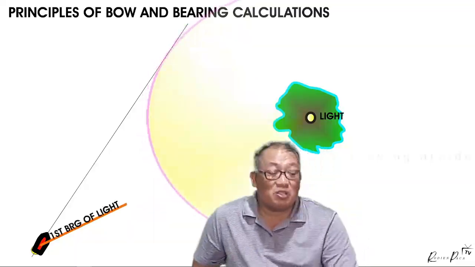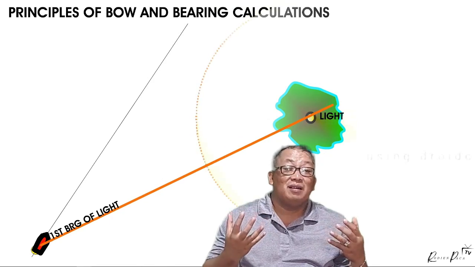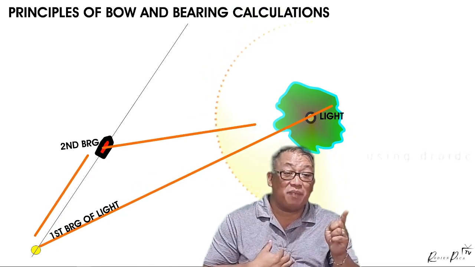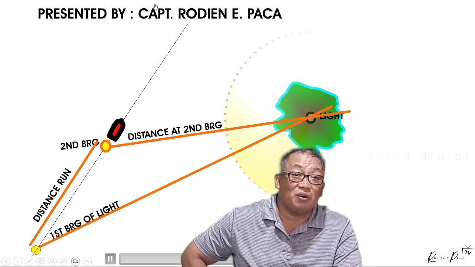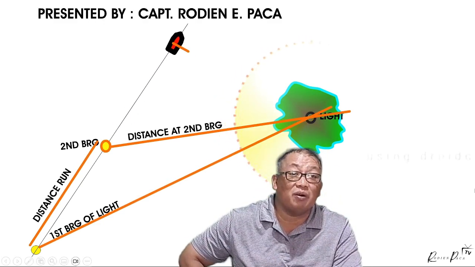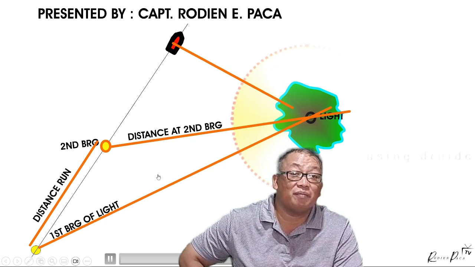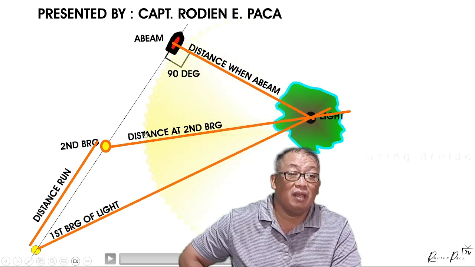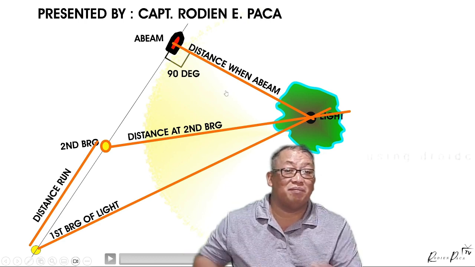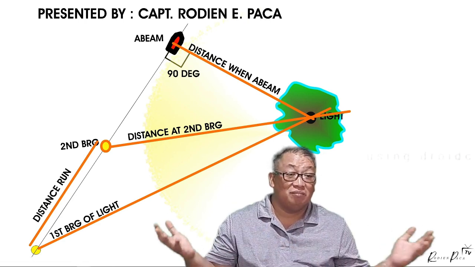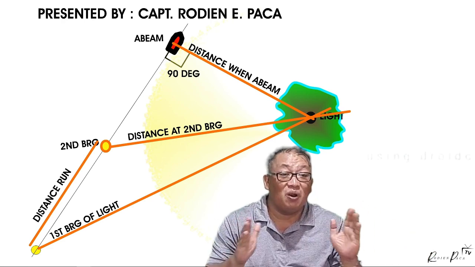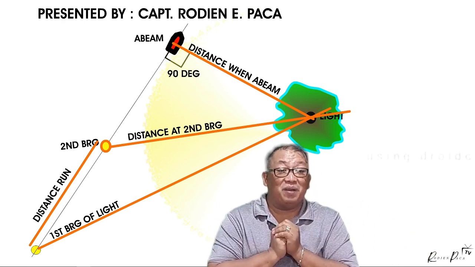The principles of bow and bearing calculations is very simple. First bearing, okay, so you are talking about the first bearing, then also the second bearing, then the distance between a beam. This is actually the principle of bow and beam bearing.